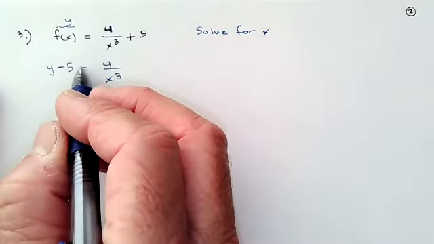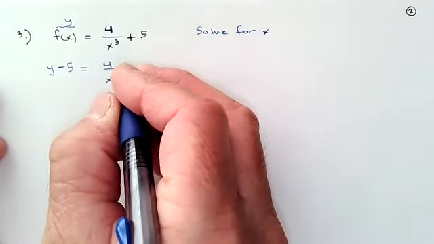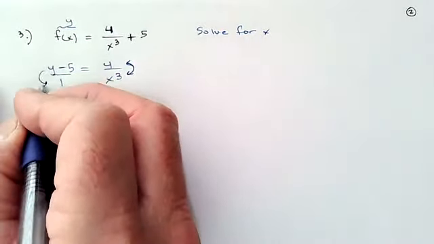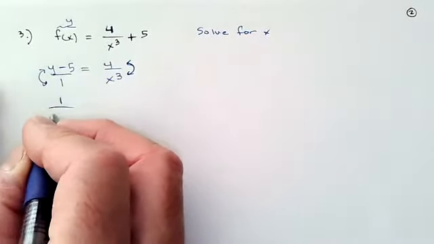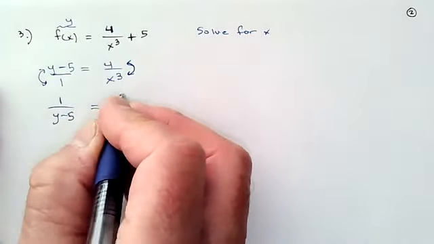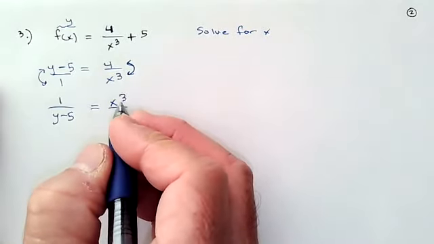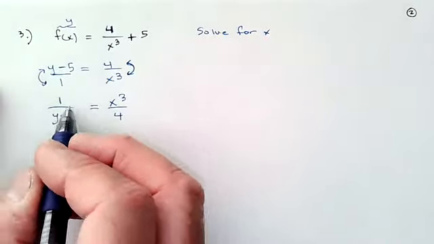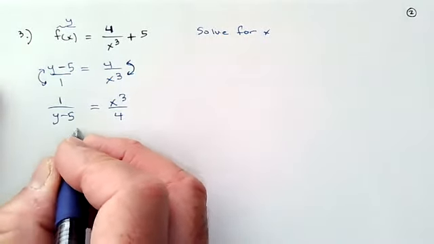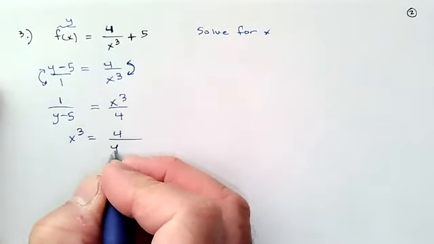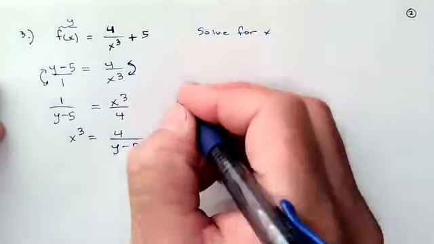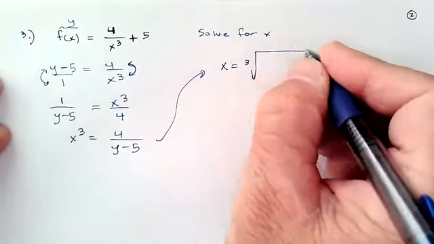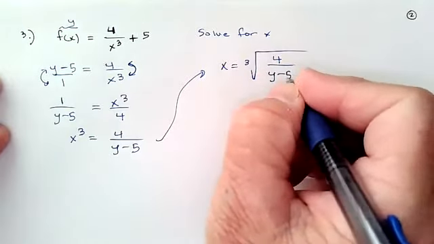You can either multiply the x cubed over, or you've seen me do this before probably. I'm going to flip the right side, which means I'm going to flip the left side. So I'm going to have 1 over y minus 5 is equal to x cubed over 4, because I wanted x in the numerator. And then I'm going to multiply both sides by 4 to get rid of this 4. That means x cubed would be 4 over y minus 5, which means if I take the cube root of both sides, x is equal to the cube root of 4 divided by y minus 5.